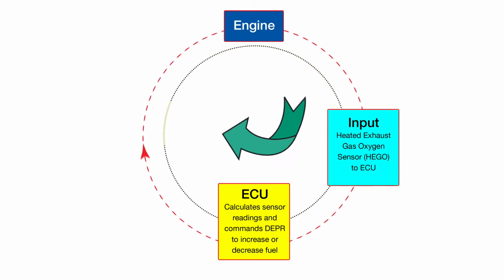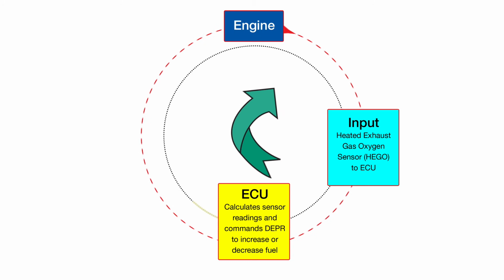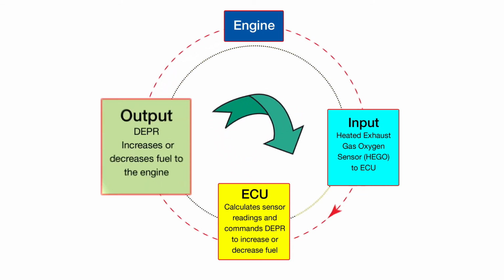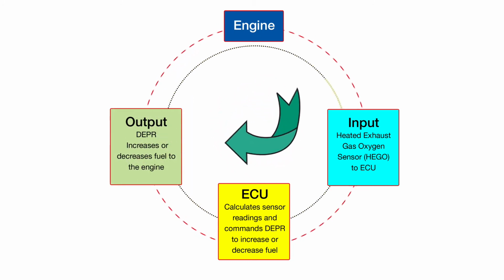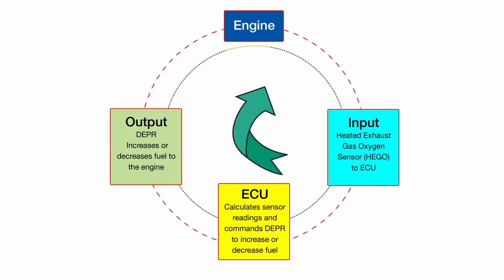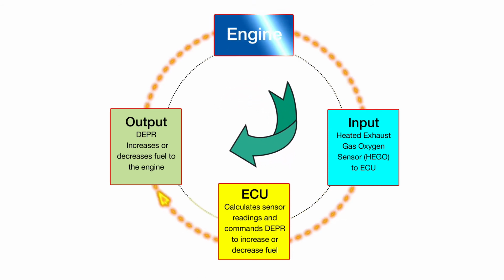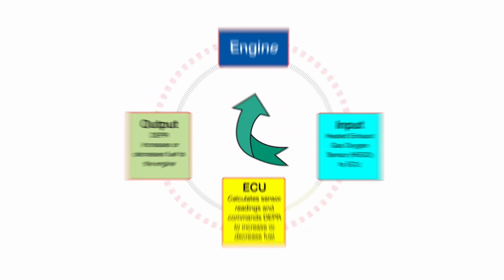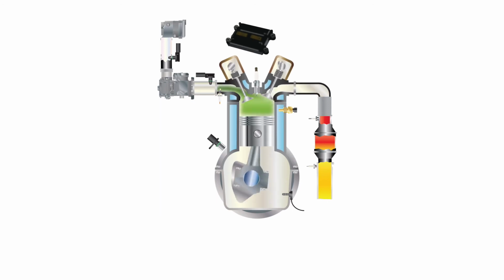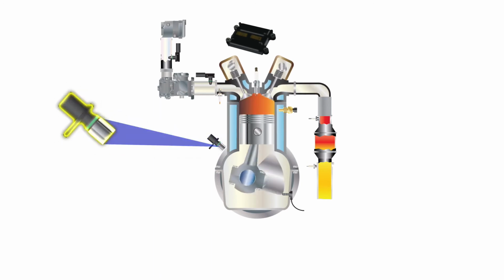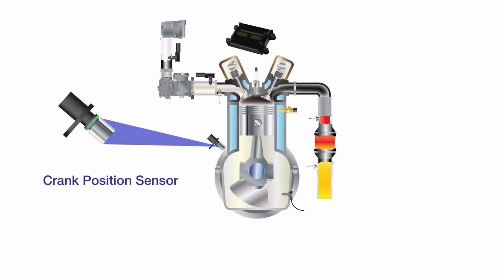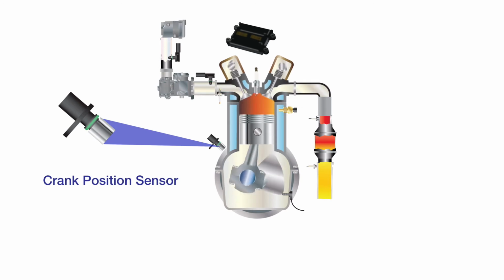Sensors on the engine input to the ECU exhaust heat, oxygen content, pre-ignition, and speed. The ECU calculates sensor input and gives command outputs to the direct electronic pressure regulator, or DEPR, to increase or decrease fuel pressure. We now have a closed-loop input feed to the engine. Sensors along the closed-loop path constantly feed input to the ECU while the engine is running. Crank and cam position sensors are fitted to measure engine speed. The signal sent to the ECU synchronizes the ignition system to the engine speed. For example, if the load pulls down engine speed, the throttle will increase fuel.